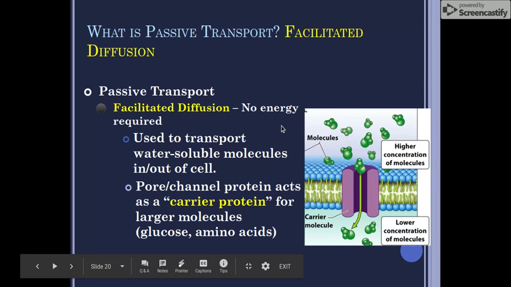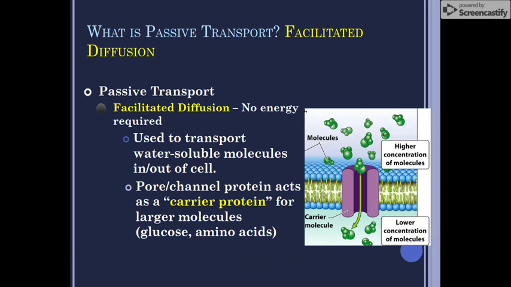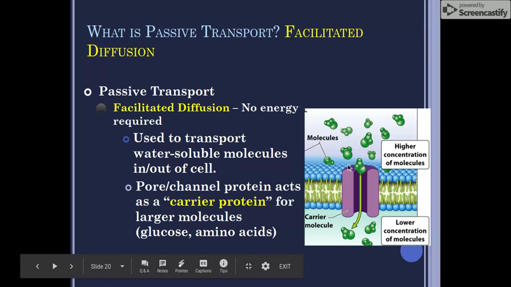Okay, again, because it's diffusion, it does not require energy. Here we're looking at water-soluble molecules in and out of the cell. So these are things that will not move directly through the membrane because they're not lipid-soluble. So what makes facilitated diffusion different is that here we're using a protein, right? Which is why it's facilitated. It needs some help. So we get this protein.